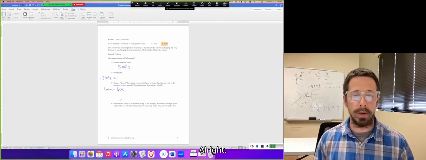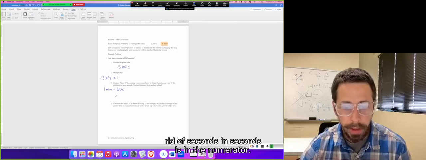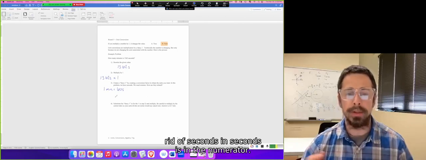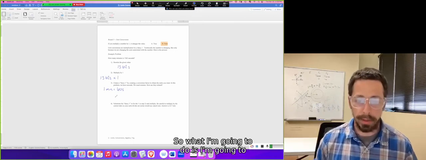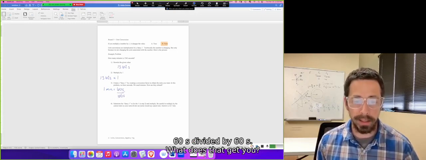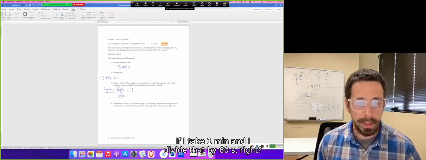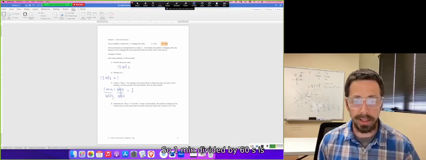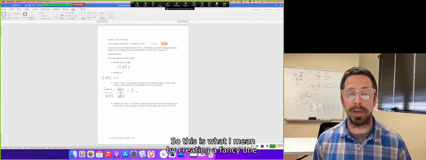Great. Now, I'm trying to get rid of seconds, and seconds is in the numerator. So in order to get rid of the seconds, I need seconds in the denominator. So what I'm going to do is divide by 60 seconds on both sides. 60 seconds divided by 60 seconds, what does that get you? Ooh, that's 1. If I take 1 minute and I divide that by 60 seconds, 1 minute divided by 60 seconds is 1, because they are physically the same thing, guys.